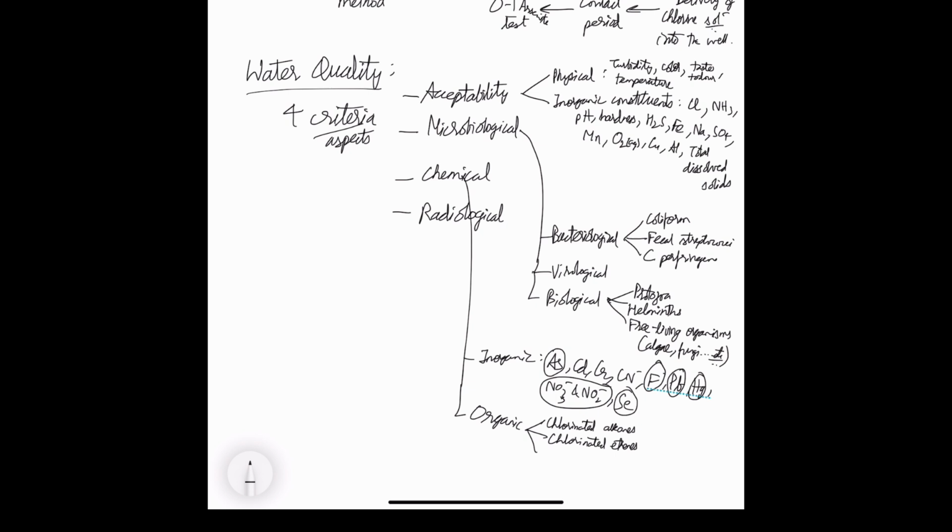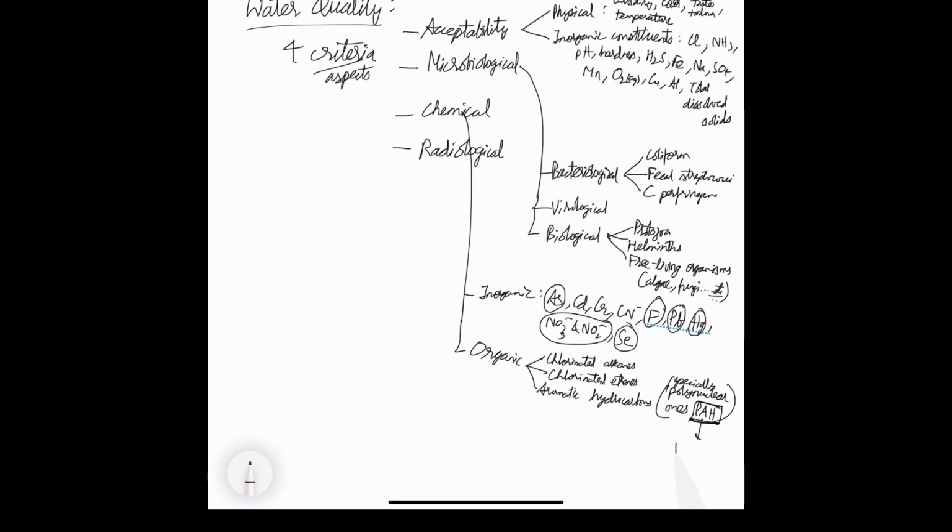And under organic constituents, we have chlorinated alkanes and ethers and aromatic hydrocarbons, especially polynuclear aromatic hydrocarbons or PAH, in which the most infamous one is benzo[a]pyrene, which is known to cause malignancies in mice when taken orally.